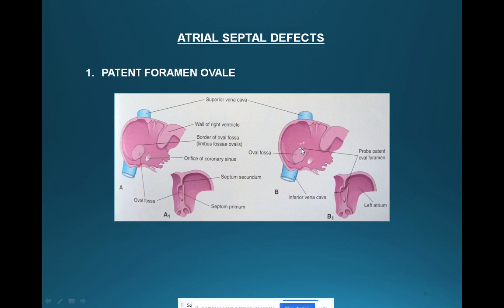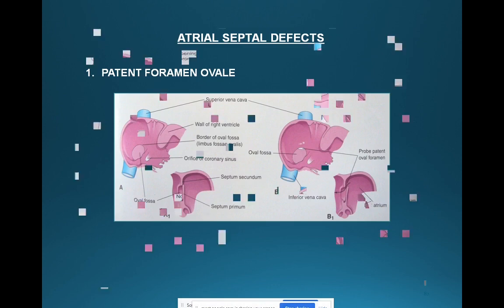So sometimes there might be a patent foramen still remaining over there. A small part of it is not yet fused. So that is known as the patent foramen ovale. Sometimes for a small foramen ovale there is not much problem, but of course when there is a problem with the circulation, this type of patient needs treatment.